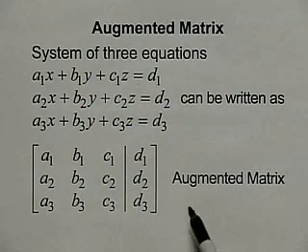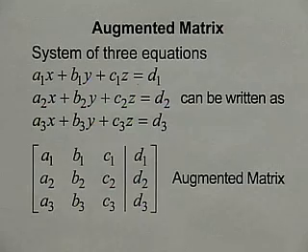Doing it this way, we can write the system as an augmented matrix, and then we can use row operations in order to help us to manipulate this matrix. So let's take a look at some of the steps to doing that.